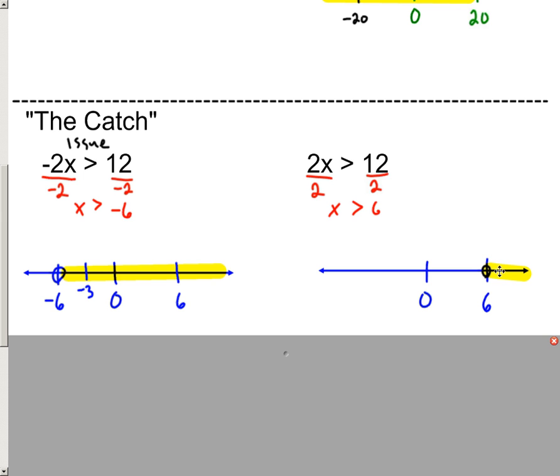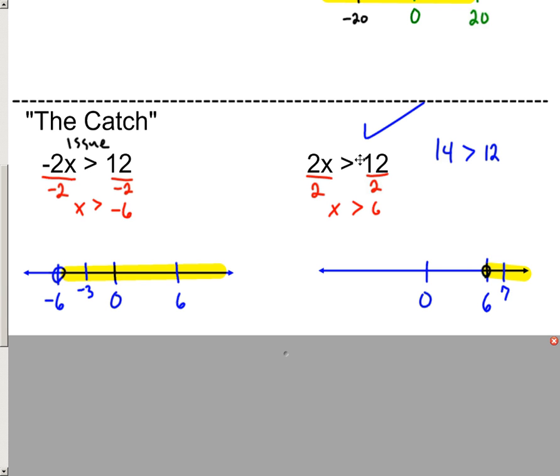Let's just choose 7 because it's just real close. 7 times 2 is 14, so is 14 greater than 12? Yeah. So this one's okay. We've handled it the right way. So let's look at seeing what's different. This is a negative 2, and it's multiplying the x. This is a positive 2, and it's multiplying the x. And they're both greater than 12.